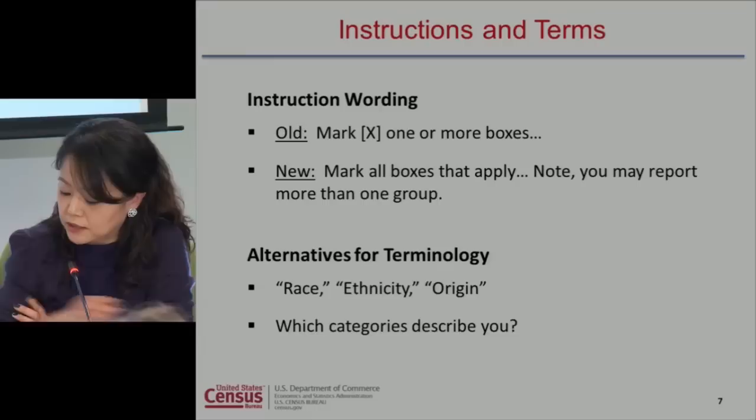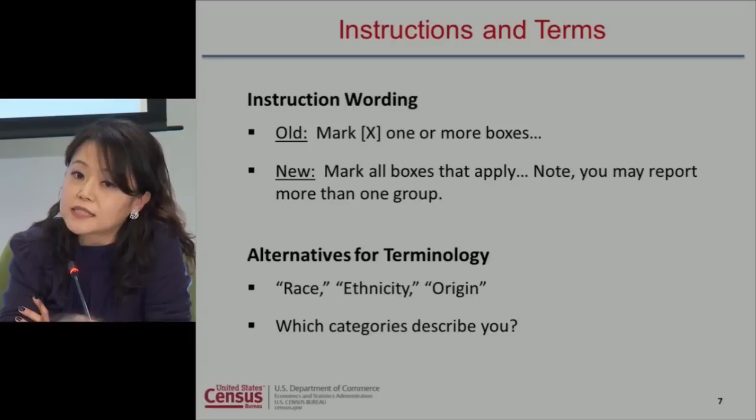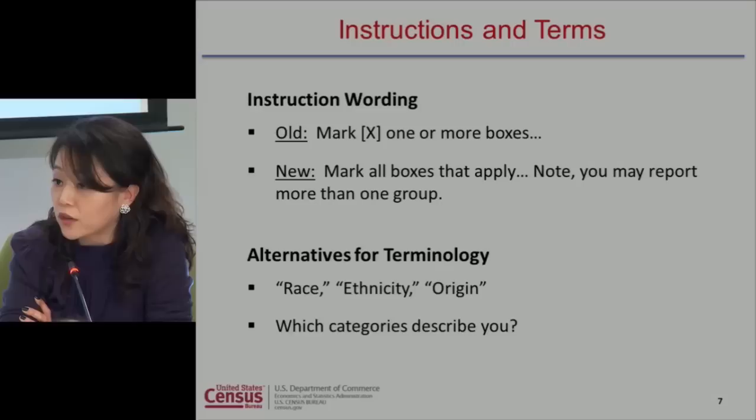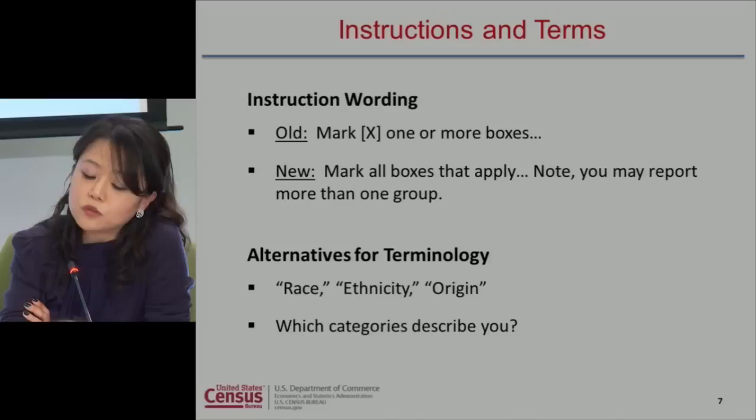Shifting your attention to the question terminology, the current version of the race and ethnic origin questions uses the words race and or origin to describe the concepts and the groups. Recent focus groups and qualitative research have informed us that the word origin is confusing or misleading to many respondents, many thinking that this is about where they immigrated from or where they were born. Now, the exact terminology to be used for the alternative version is pending cognitive testing and usability testing, which is being conducted earlier this year.